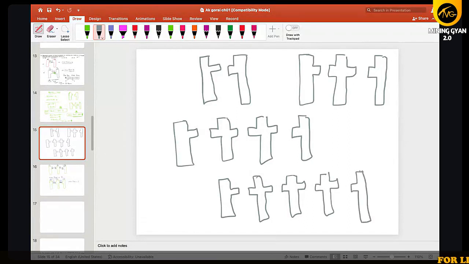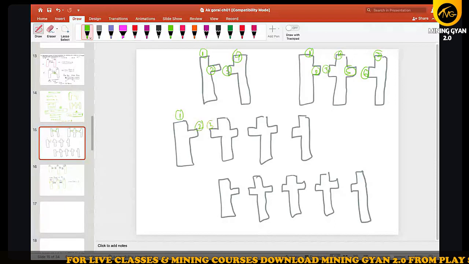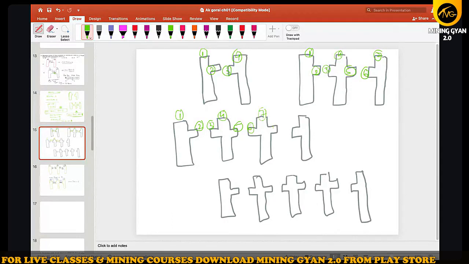If they have asked for the maximum faces, then count 1, 2, 3 and 4. For the next one, 1, 2, 3, 4, 5, 6 and 7. For this one, 1, 2, 3, 4, 5, 6, 7, 8, 9 and 10. Similarly, you will do it for this equation.